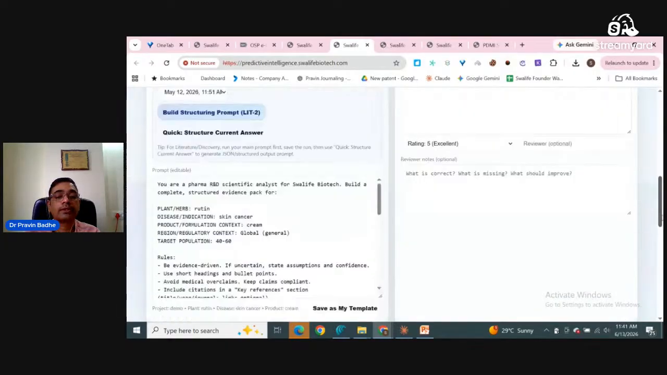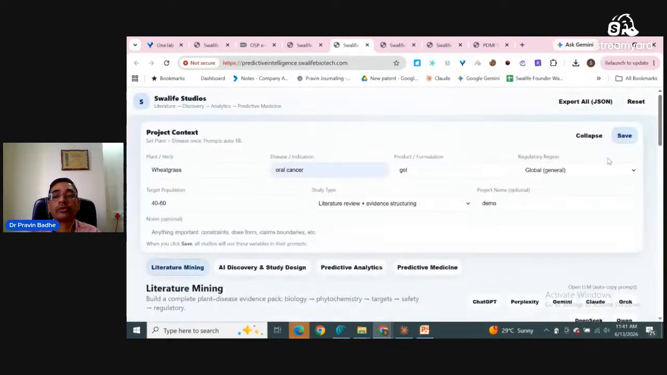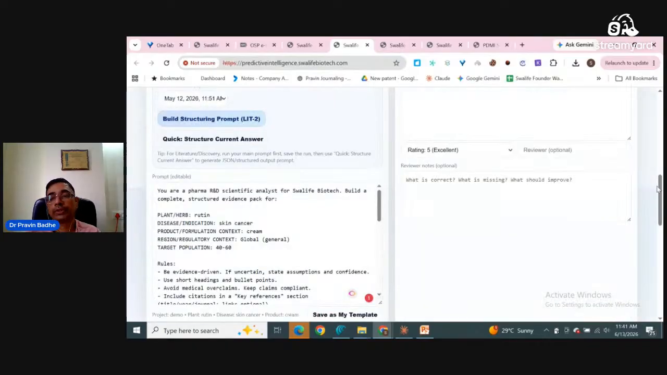So basically, as I told you, it is a prompt studio. If you look at the prompt, it gives the regulatory as well. So it is very important that based on the regulatory under which you are planning to develop the product, you put the regulatory. For this purpose, I will keep global, target population 40 to 60, study type. You can add different ones, but initially, because we are starting from zero, it will be literature review, and it is for demo purposes. You can add some notes if you want to add here, and then you have to save it. Before saving, I will show the prompt is from the previous information.